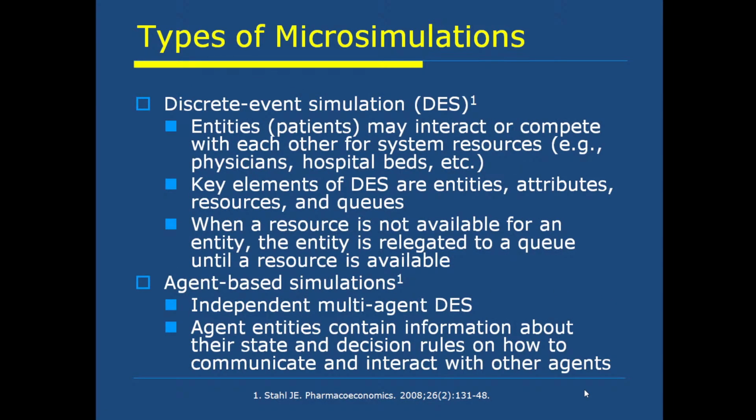Discrete event simulation. Entities or patients may interact or compete with each other for system resources such as physicians, hospital beds, and so on. Key elements of discrete event simulation are entities, attributes, resources, and queues. When a resource is not available for an entity, the entity is relegated to a queue until a resource is available.